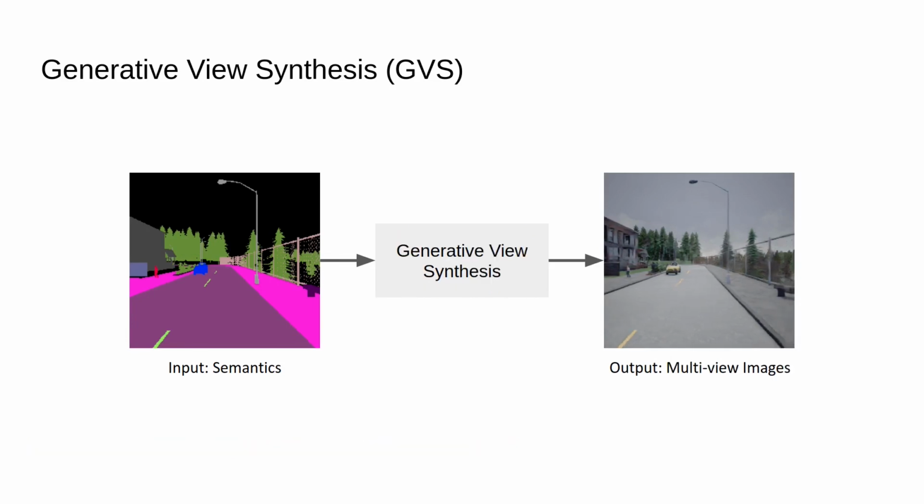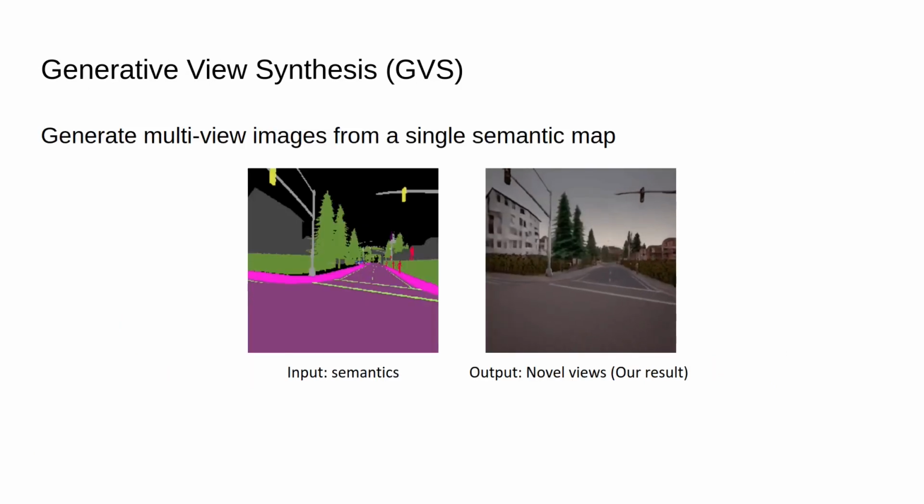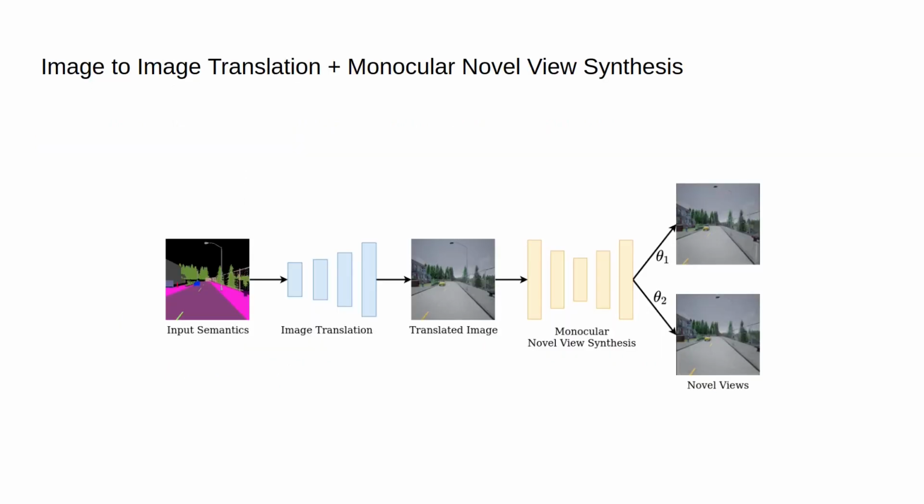In this work, we introduce the generative view synthesis, or GVS problem, where an input 2D semantic map has to be rendered from arbitrary camera poses. As we show here, a generative view synthesis approach takes 2D semantics as input and renders a scene from multiple novel views. Generative view synthesis is related to image-to-image translation and monocular view synthesis problems.